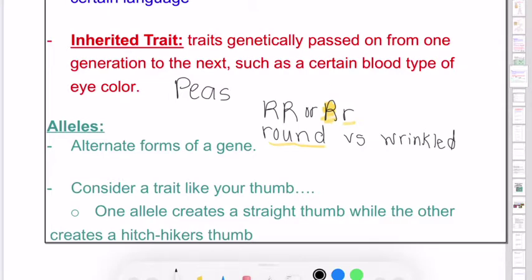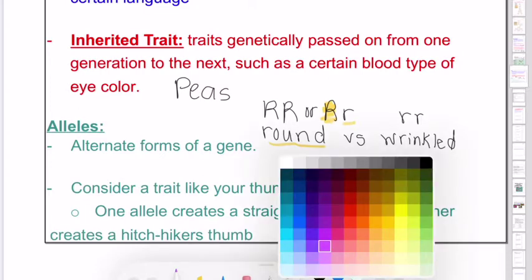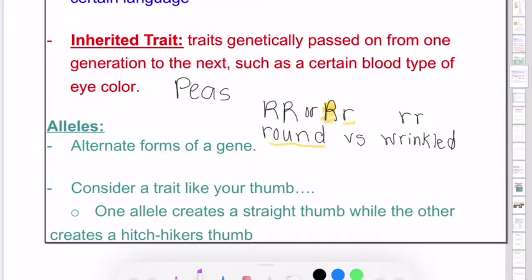Now for wrinkled, there's only one possibility. If you're wrinkled, you have nothing to mask, so you would have to be little r, little r. Once you don't have that big R in there to mask, that dominant trait isn't there, then you're going to see wrinkled peas. So these little letters that identify that are known as alleles. This is an allele and this is an allele. The different alleles will signify whether you have a dominant or recessive trait.